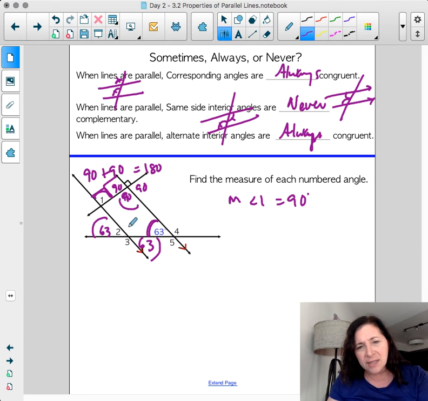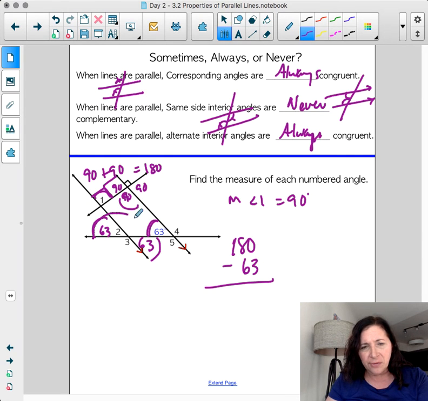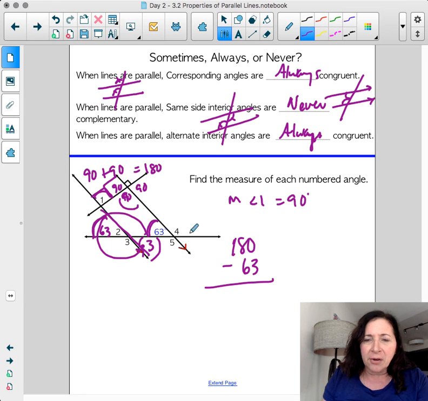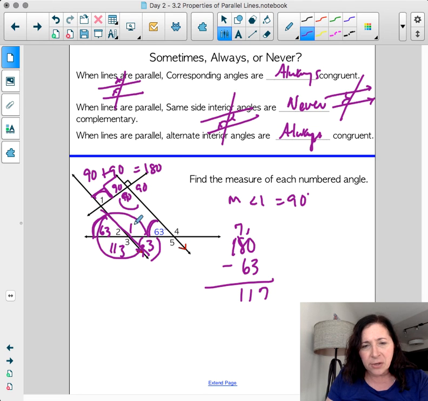Now, to get this angle here or this angle here, you would simply go 180 degrees minus 63 degrees, because remember, this right here is a straight line. Straight lines add up to be 180 degrees, so you're going to subtract 180 minus 63. So you have 117 degrees is going to be angle 3. Also this angle here is 117, also that angle, and also this angle.